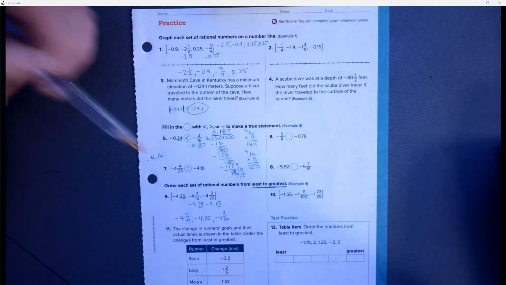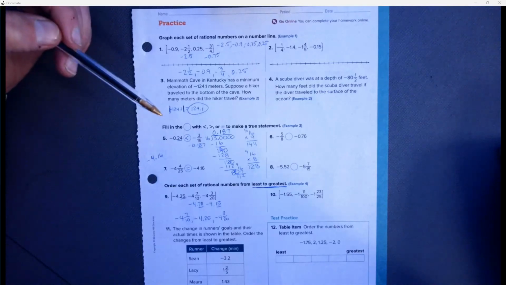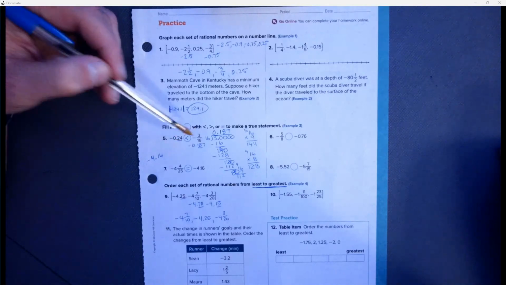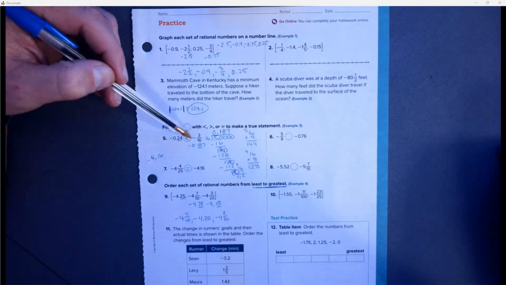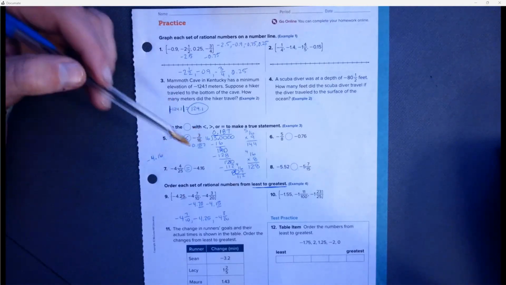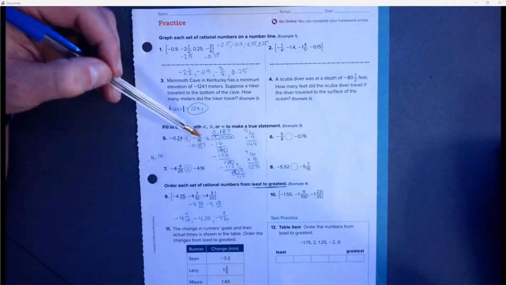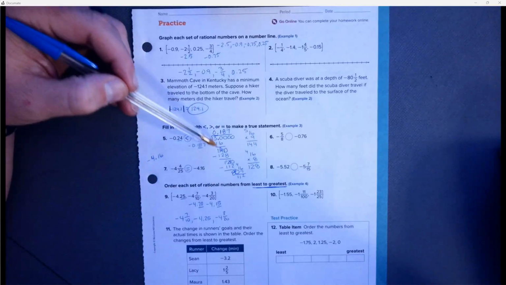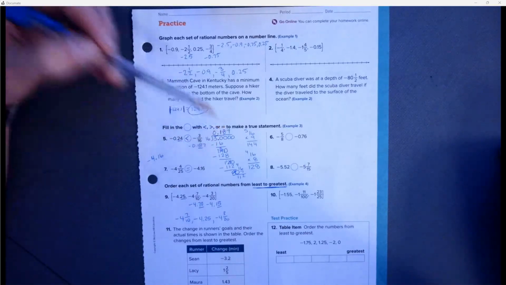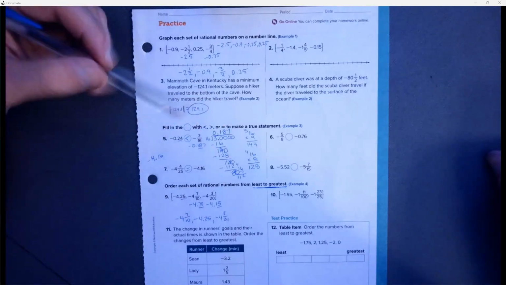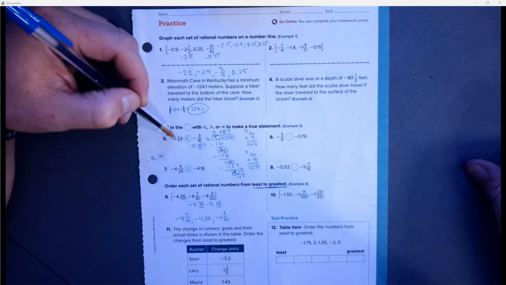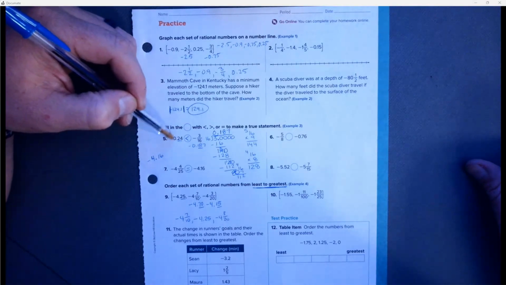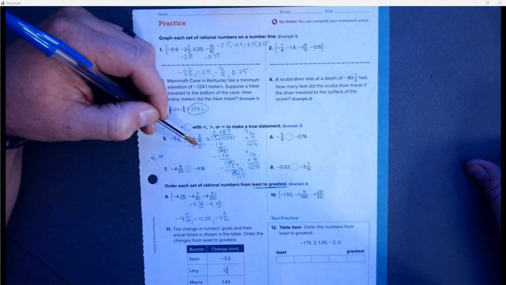Now number 5, we want to fill in with less than, greater than, or equal to make the statement true. We have negative 0.24 is less than, greater than, or equal to negative 3/16. To solve this, I can set up my division problem, 3 divided by 16. And I stopped after I got to 0.187. Could have kept going, but I'm going to go ahead and stop there because the number I'm comparing to only has 2 decimal places. So I'm going to compare negative 0.24 to negative 0.187.